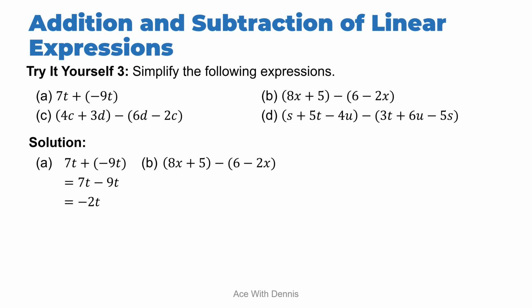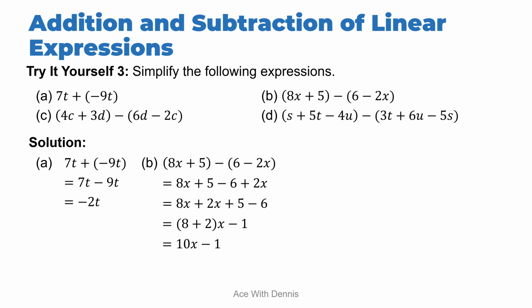For B, 8x plus 5 minus bracket 6 minus 2x, we want to remove the bracket, and all the signs inside the bracket have to change because of the minus operation. So we have 8x plus 5 minus 6 plus 2x. Put the like terms together, 8x plus 2x plus 5 minus 6, then combine the coefficients, and the result is 10x minus 1.